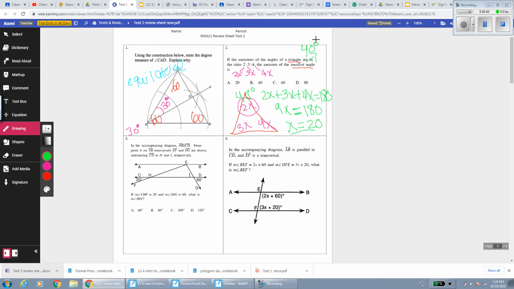And you can plug in your x value for the other two angles, and you should see that they're bigger than the 2x one. 20 times 3, that would be 60 degrees, bigger than 40. 4 times 20, that would be 80 degrees. That's bigger than 40 as well. So the 40-degree angle is the smallest angle in this triangle.